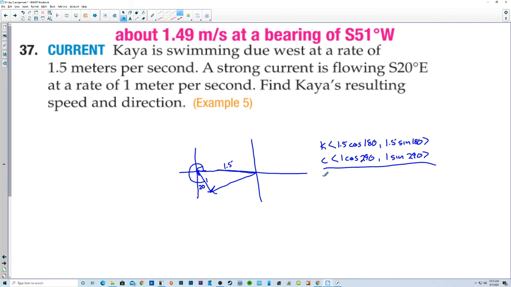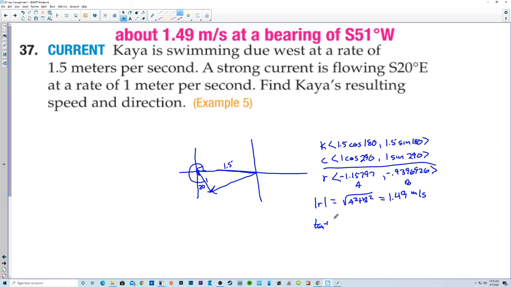So the resulting path is negative 1.15797. I put that into A. And negative 0.9396926. I put that into B. So the magnitude of the resulting path is the square root of A squared plus B squared. And I ended up with 1.49 meters per second. That's what the answer book suggests.